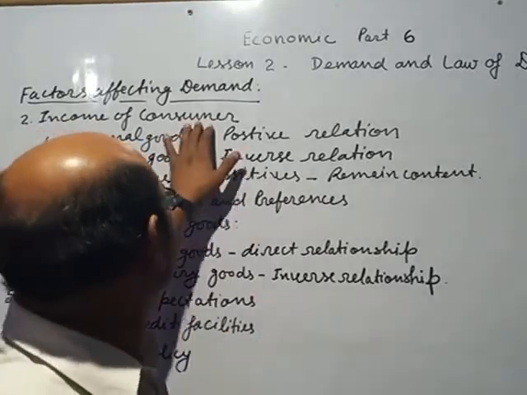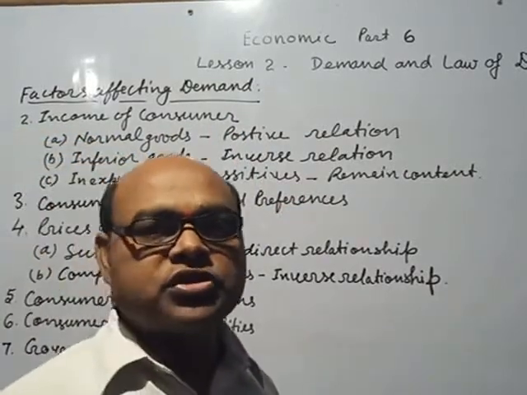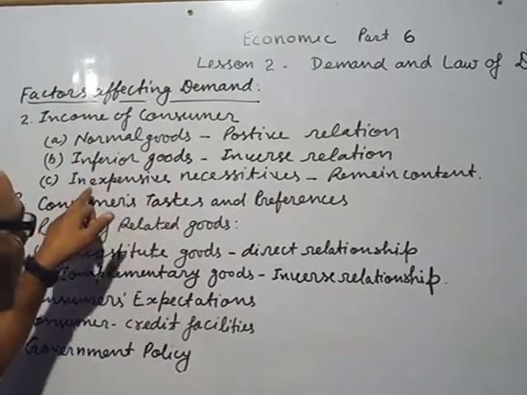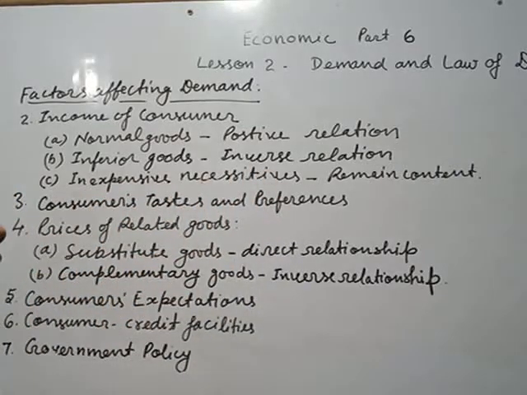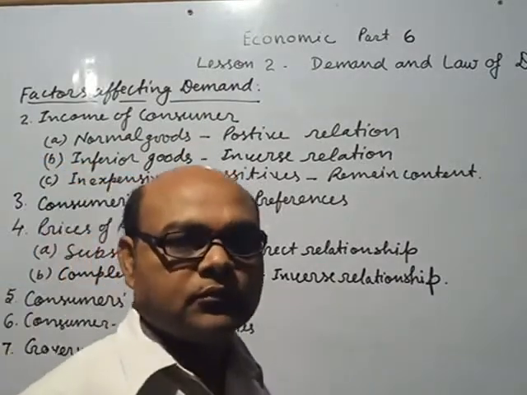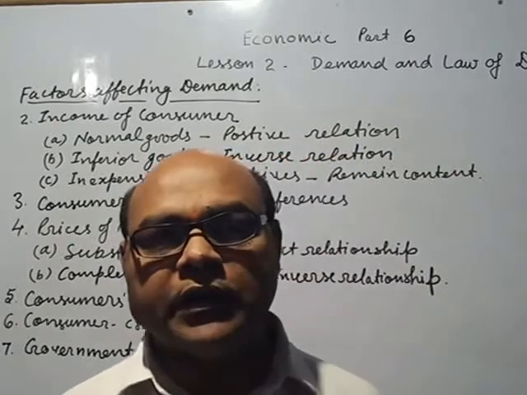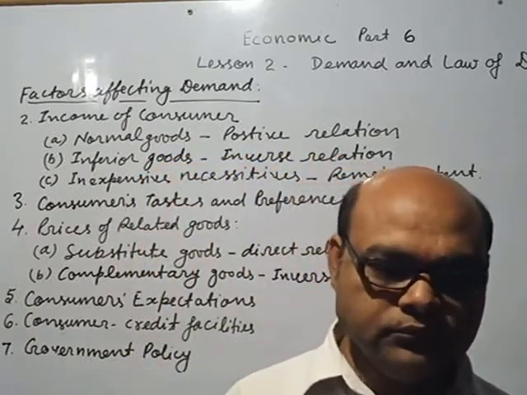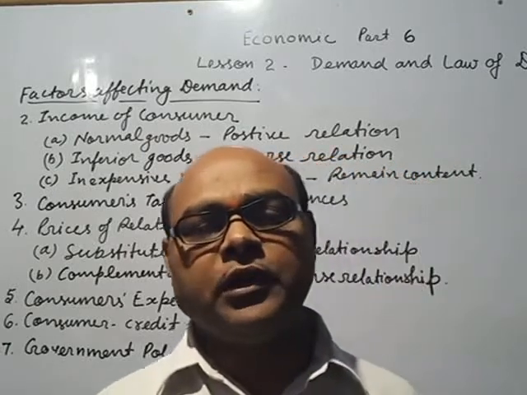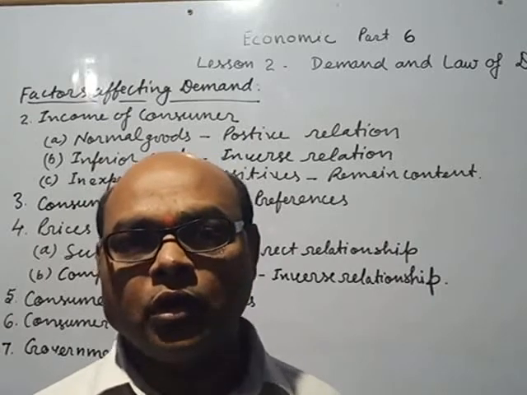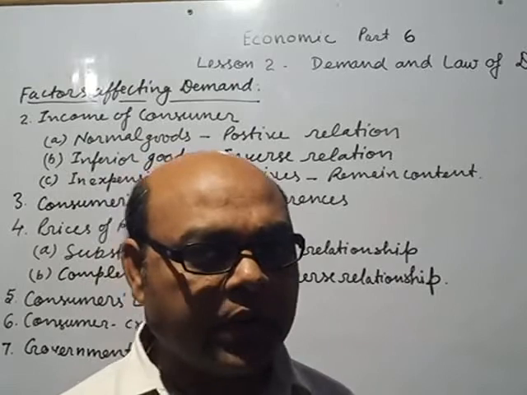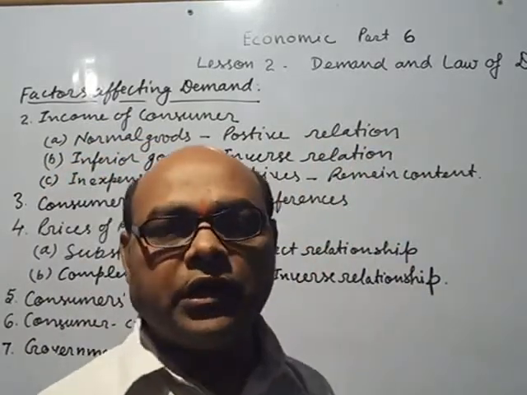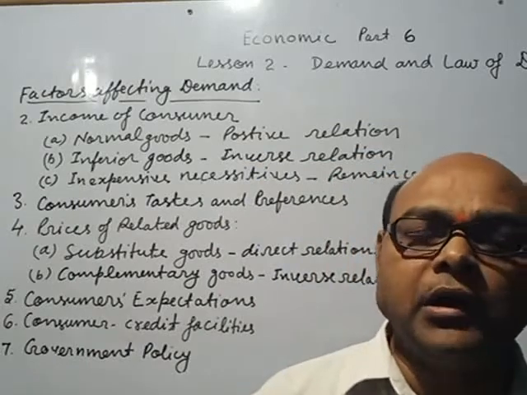According to the income of the consumer, goods are divided into three types: normal goods, inferior goods, or inexpensive necessities. First, normal goods. If the consumer's income increases, the demand for normal goods will also increase. Or if the income of the consumer decreases, the demand for the goods will also decrease. So here is a positive relation between the income of the consumer and the demand for normal goods.